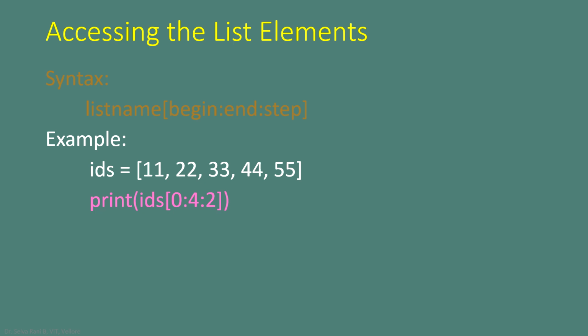Now let's see how to access the elements using step value. So here we have given begin, end as well as the step value like IDS of 0, 4, 2. From 0 till 3, it has to access the elements. Since we have given the step value 2, it is not going to take the continuous or consecutive elements. The output is going to be 11 and 33.